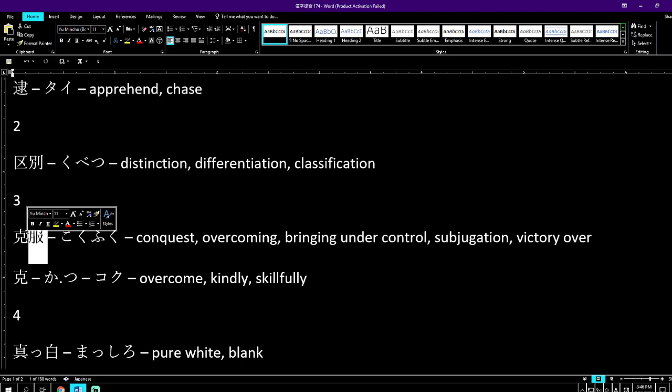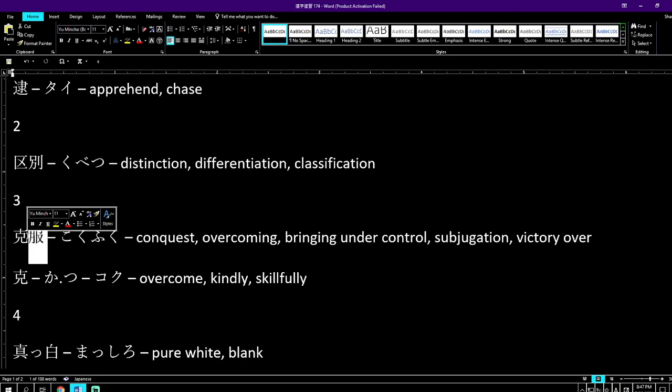Kokufuku no koku. Koku or katsu is to overcome skillfully. Katsu or koku.